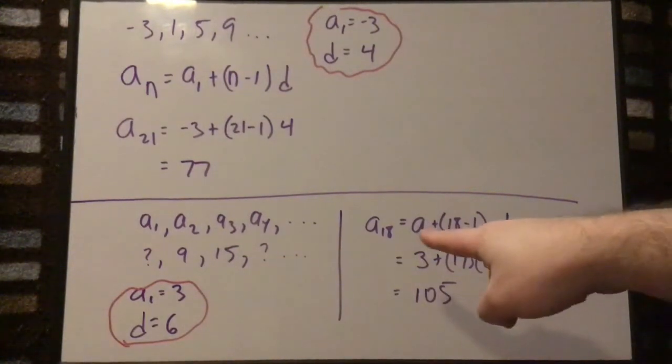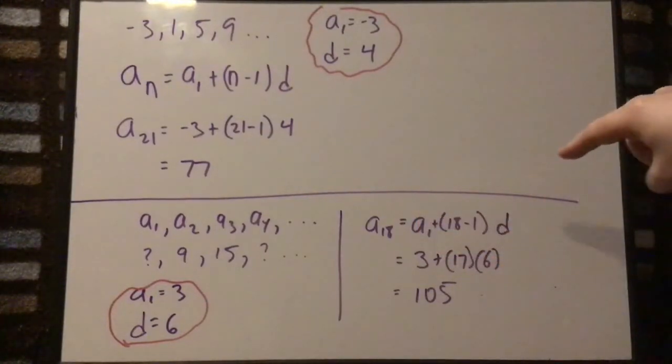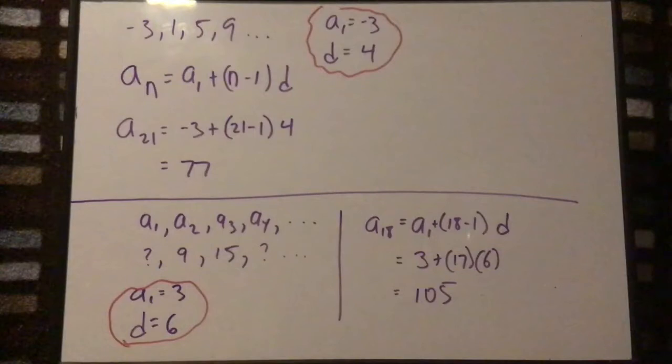So what is the 18th term? It's the first term plus 18 minus 1 times the common difference. The first term is 3, 18 minus 1 is 17, and the common difference is 6. So 3 plus 17 times 6. 17 times 6, I believe, came out as 102, so hopefully that's right because I didn't check it. But I think it's 102 plus 3, which is 105.